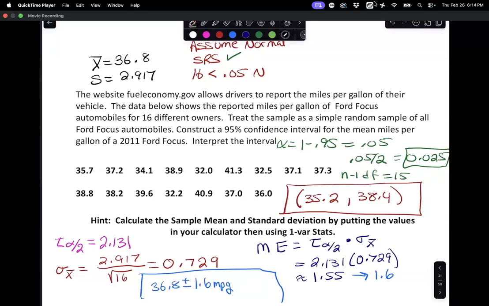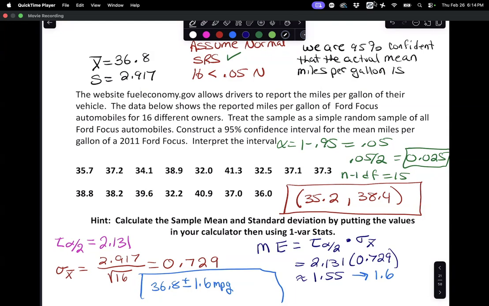Okay, we're writing it up at the top: we are 95% confident that the actual mean, so I want you to either say actual mean or population mean, either one, miles per gallon of a 2011 Ford Focus is between 35.2 and 38.4 miles per gallon.